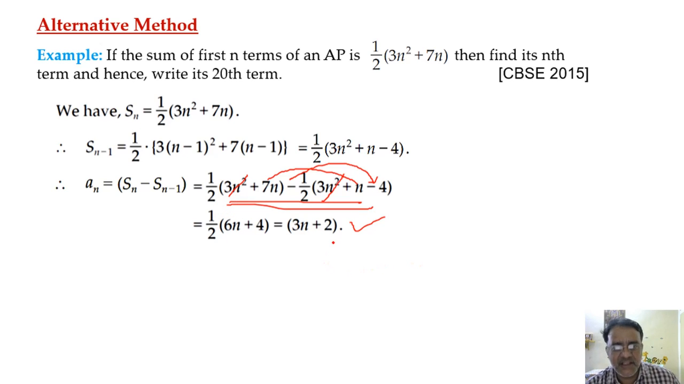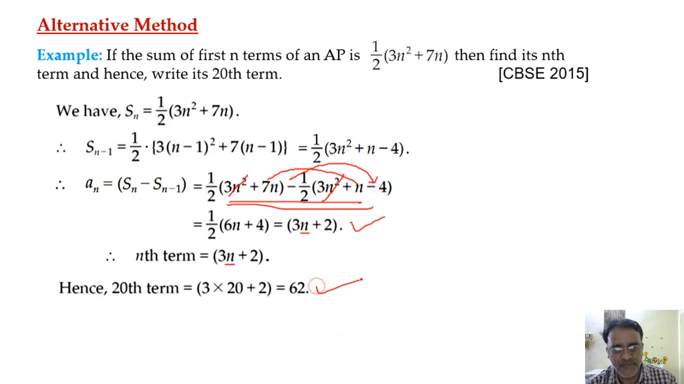Okay, now this is the nth term. Now we have to find the 20th term. So how will you get the 20th term? By simply substituting the value of n, that is 3 into 20 plus 2, 60 plus 2, 62. Any doubt in this method? No, sir. Okay, fine.